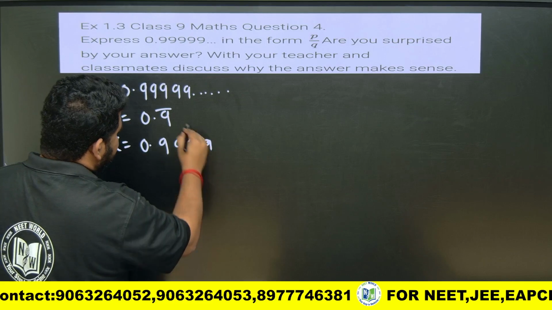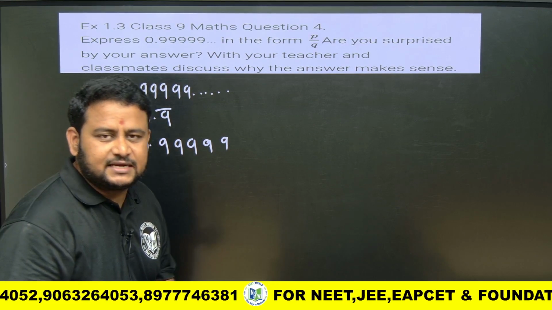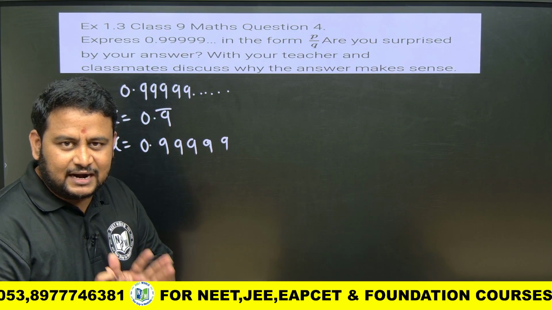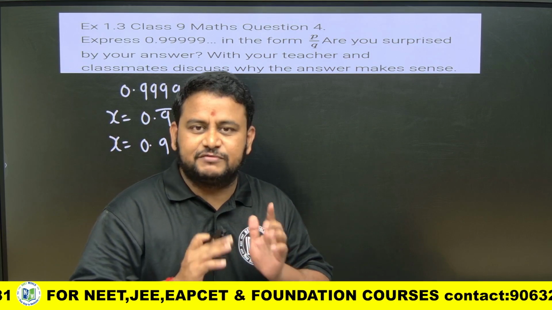0.9999. Okay, they have given five 9s. Let me write it as it is. I told you, on how many digits is the bar? On one digit the bar is there. On one digit bar means we should multiply by what? 100, 1000 or what? We should multiply by 10.